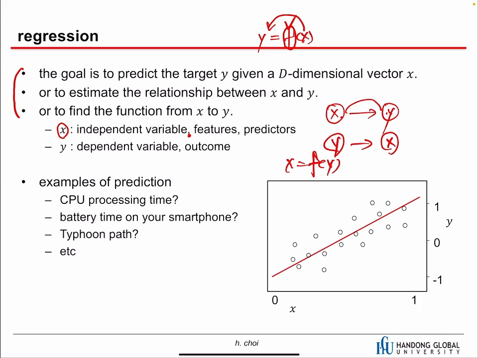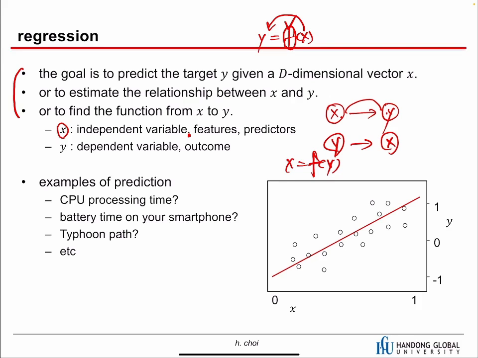There are lots of examples of regression because regression is a really popular method. We have a couple of examples, to name just a few. The first one is CPU processing time. We can predict the CPU processing time based on independent variables like the amount of memory space, the number of processes, or the type of software, and so on. The next example is battery time on your smartphone.